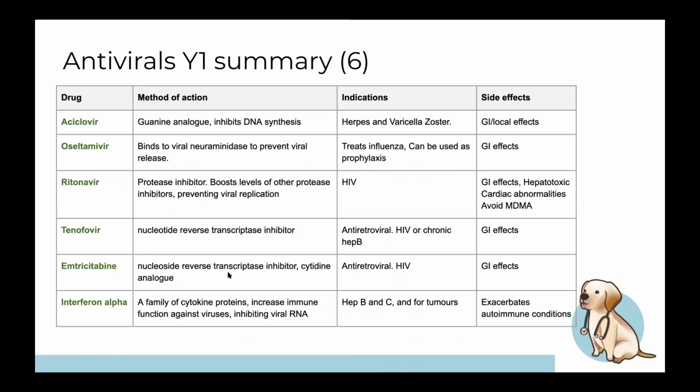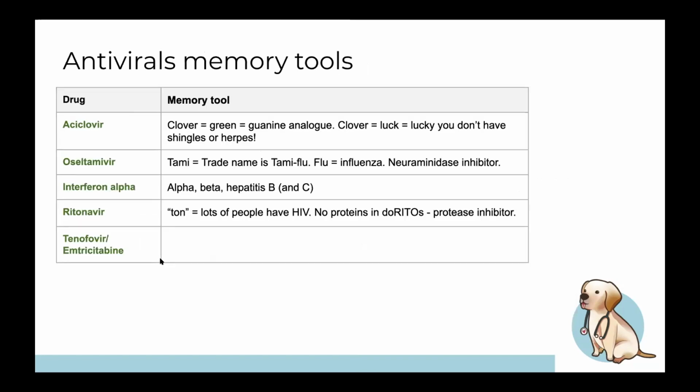Probably everything on here is all you need to learn, but indications is the most important part. As you can see, acyclovir is for herpes and varicella zoster, like we talked about before, the latent infections. Ritonavir, easy to remember because R is RNA, HIV. Yep, and here are the memory tools.